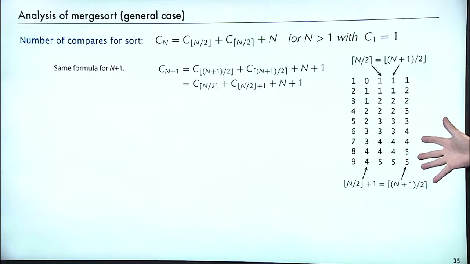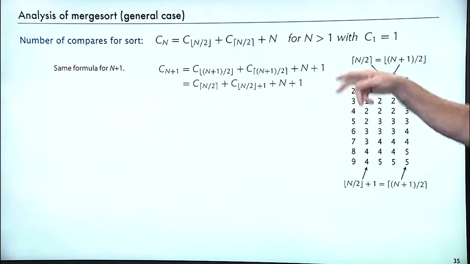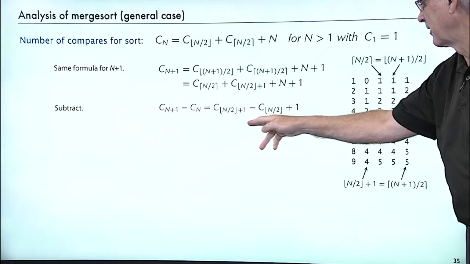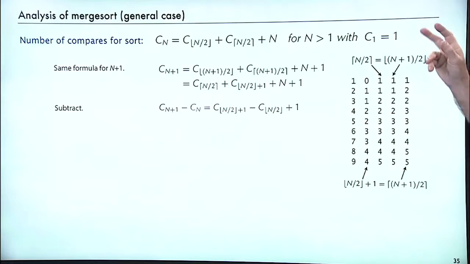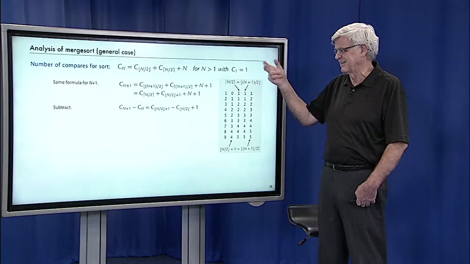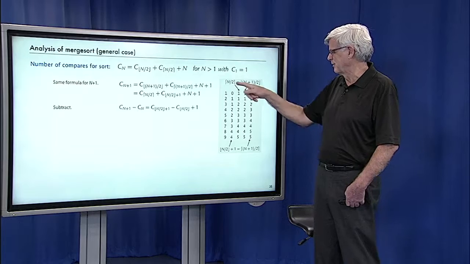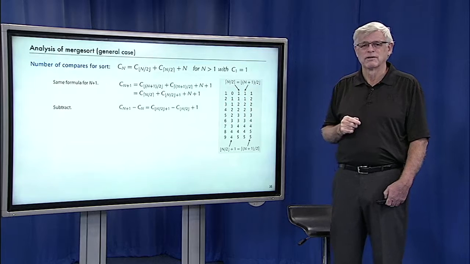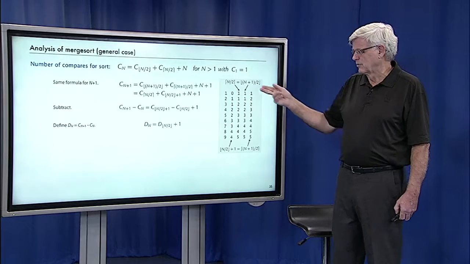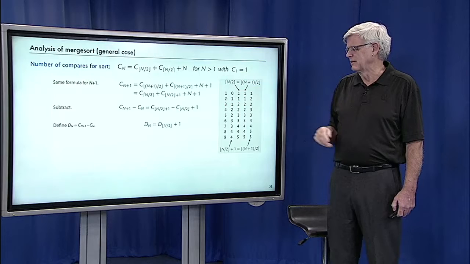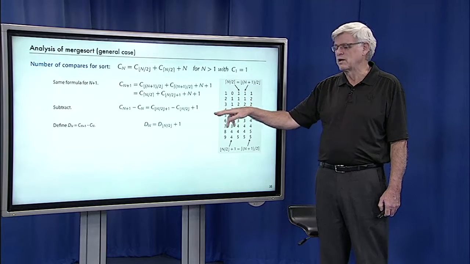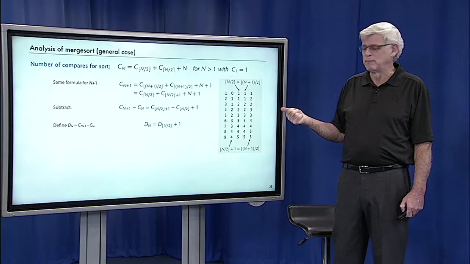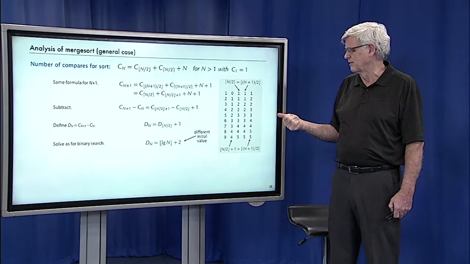So that's what this table does. And then once we have that, we can subtract those two formulas, and that gives us something that telescopes. So a little magic trickery based on the relationships between floor and ceiling with the plus ones gives us a simpler formula to work with. We'll just define that difference to be d_n, and then that's going to be the equation for d_n. But that equation is a familiar one. That's the binary search equation.